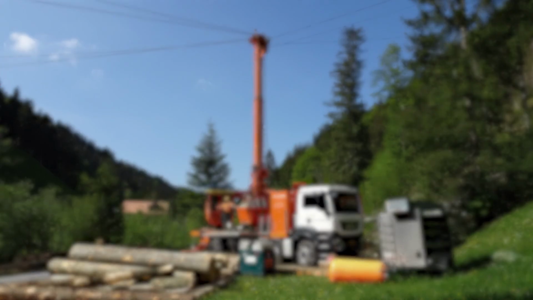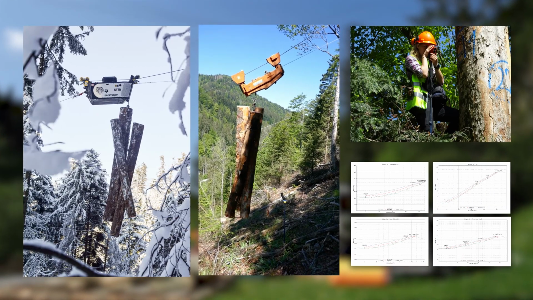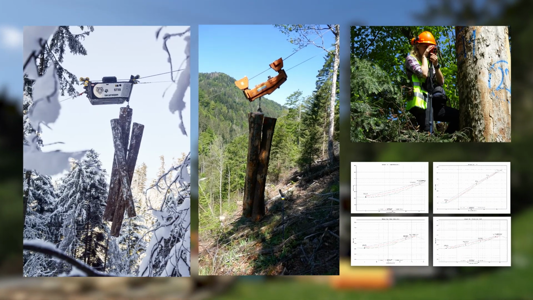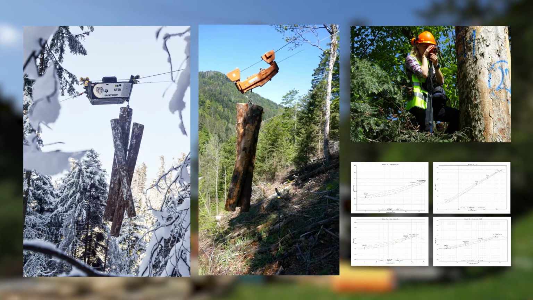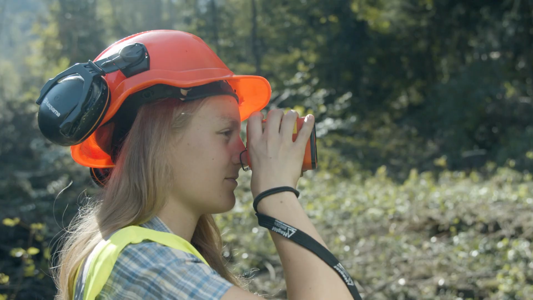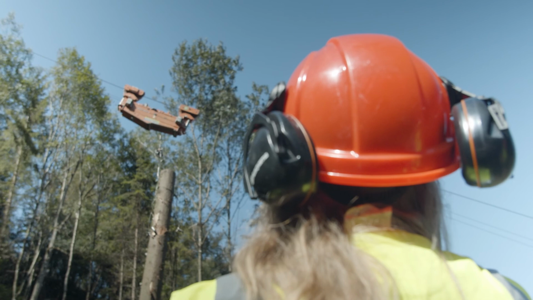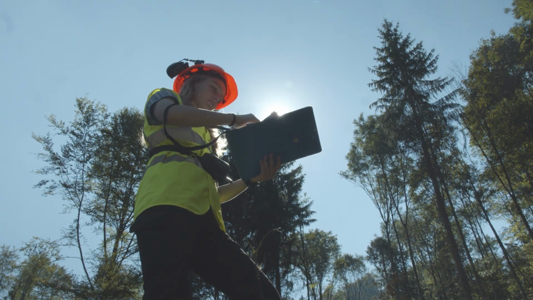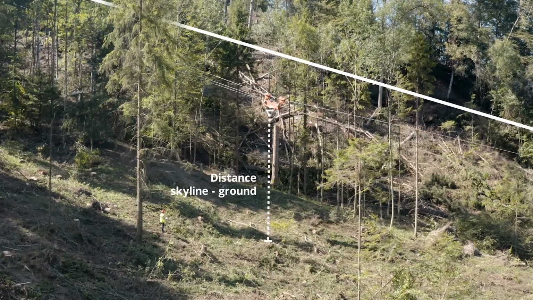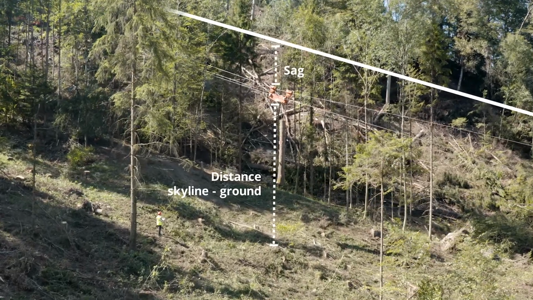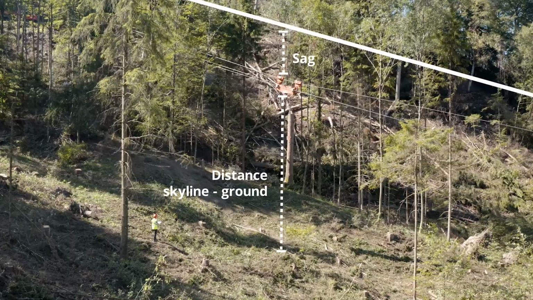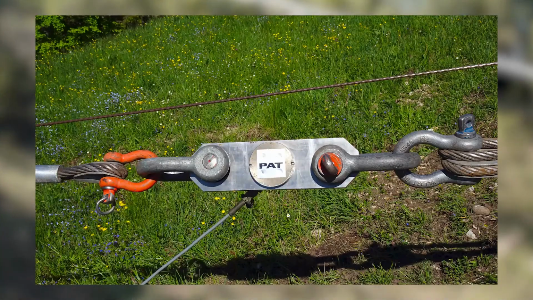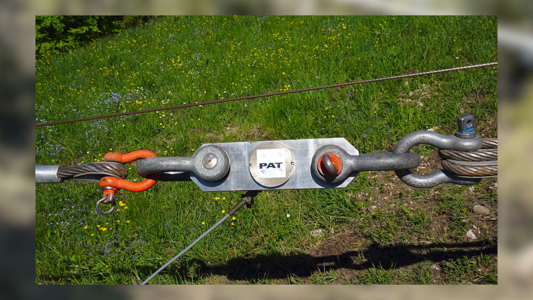For the comparison of the methods, field measurements were carried out on 4 different cable roads with different load configurations. For each load, a height measurement device was used to determine the distance between the skyline and the ground in the middle of the span. Based on these data, the sag was calculated. In addition, the skyline tensile force was measured with a load cell at the anchor.